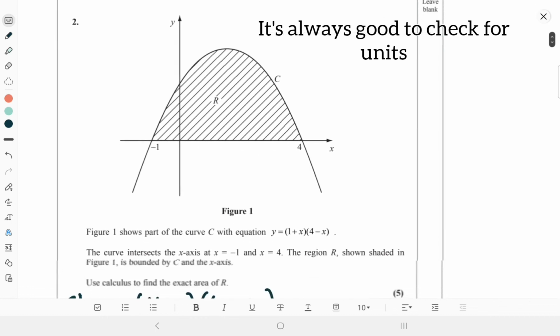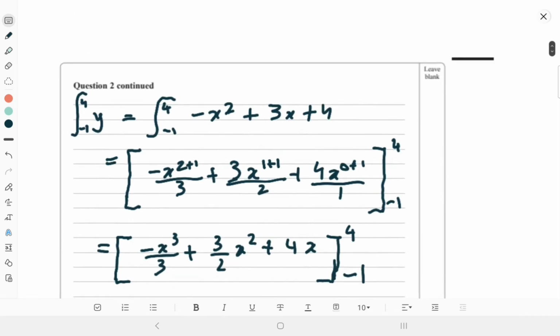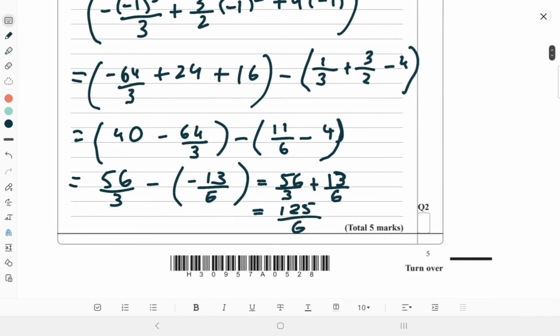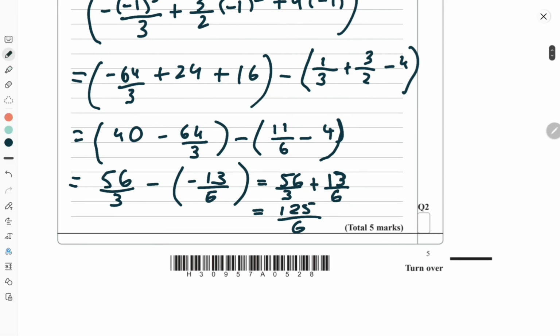They have not specified any units, but I would highly recommend everyone to write units squared, just in case some examiners are specific. So I would highly recommend you write your answer, that is 125/6 units squared. So that's the answer.